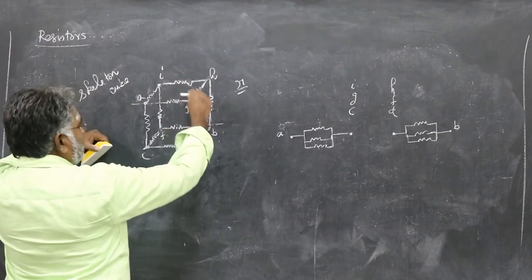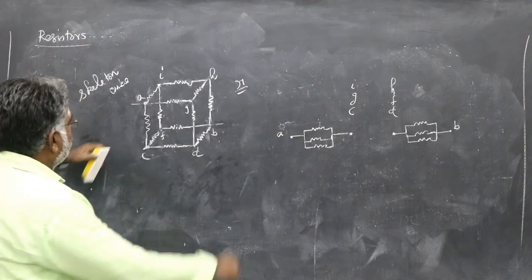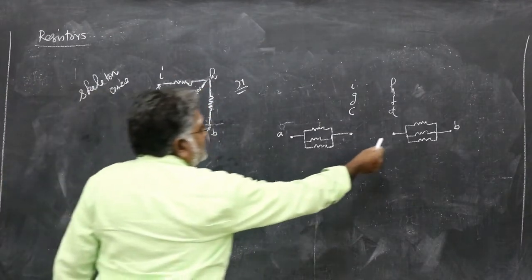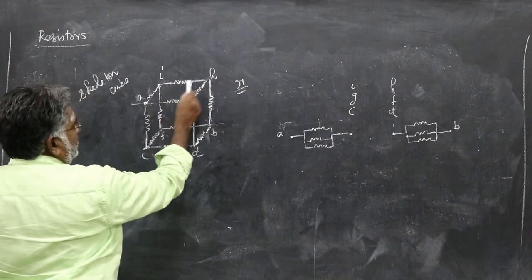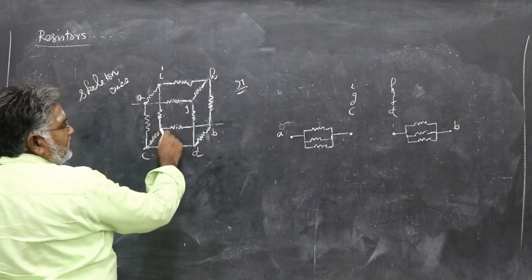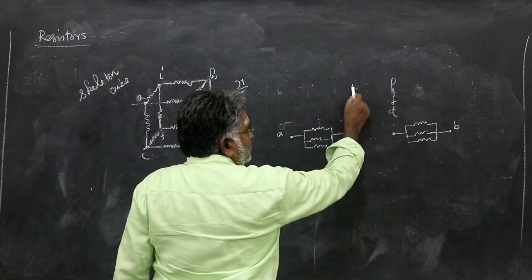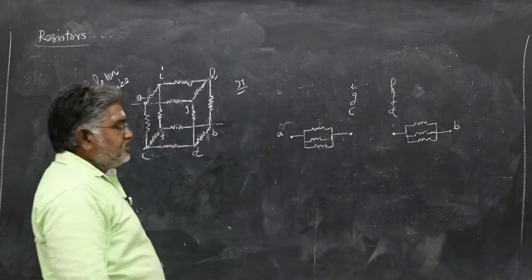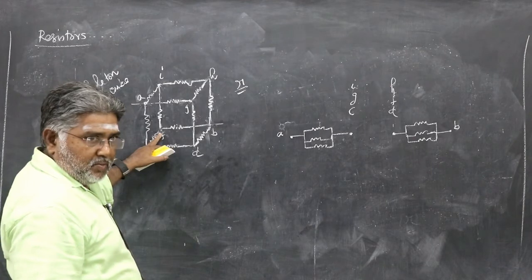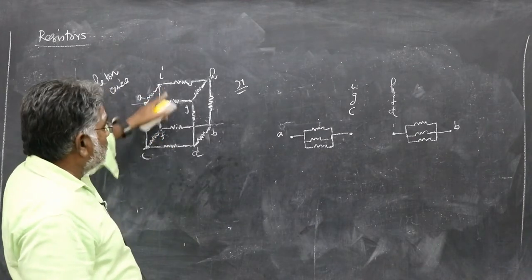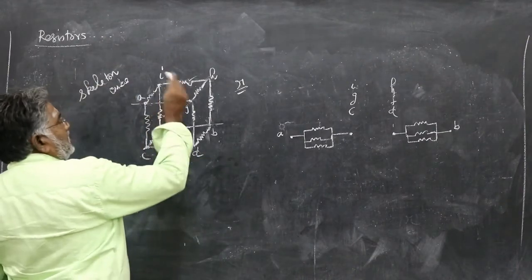I, G, C are connected. This is H, F, D. I to H, and again I to F can be considered as parallel because all these points are connected. Imagine H and F are symmetry points, they have the same potential, so we can say them to be connected in parallel. So two resistors in parallel, so don't forget that.